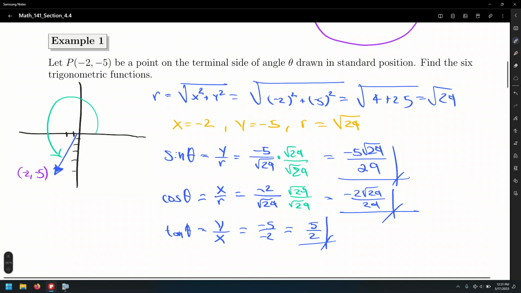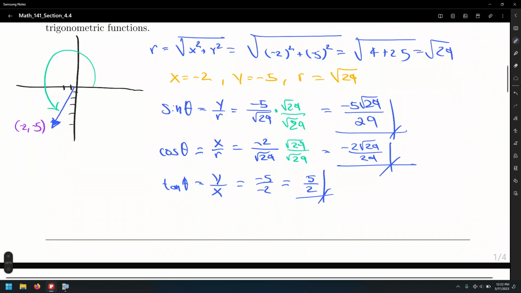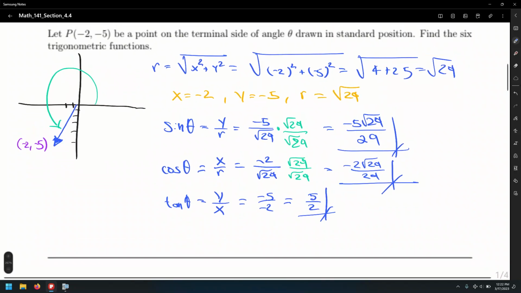So those are the first three trigonometric functions, the three basic ones. The remaining three, cotangent, secant, and cosecant, are just reciprocals of the other three functions that we just defined. Let's go ahead and find those. Oh shoot, don't have enough space.